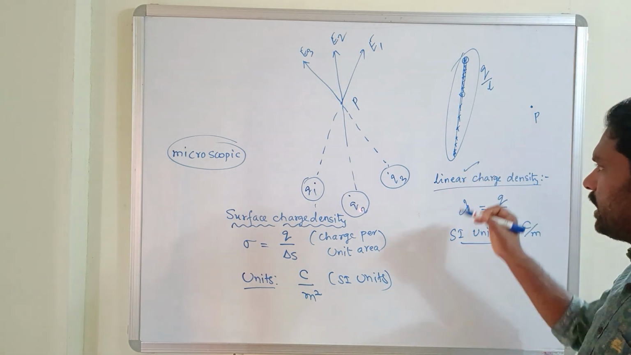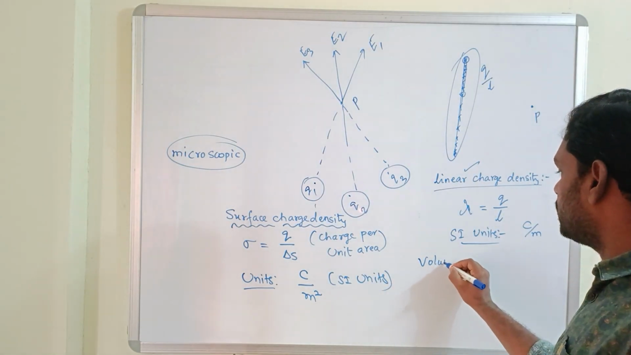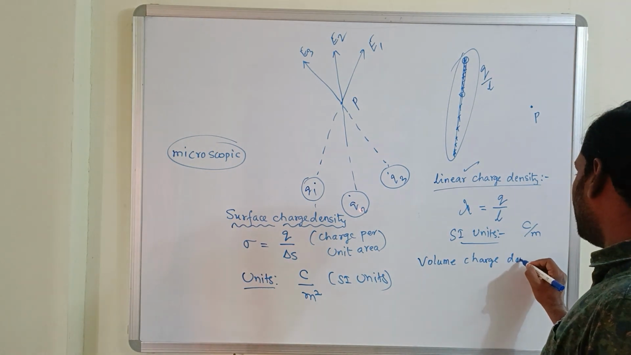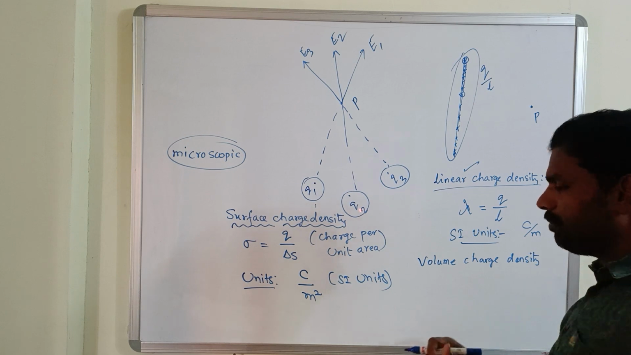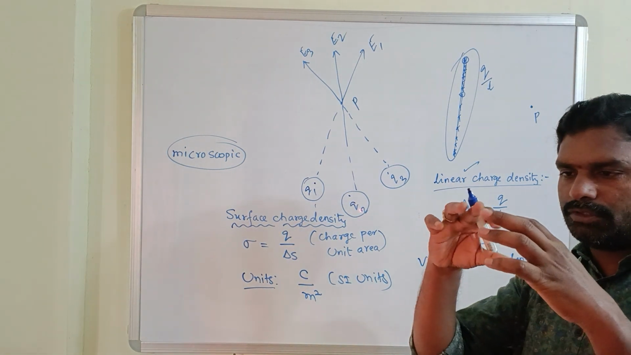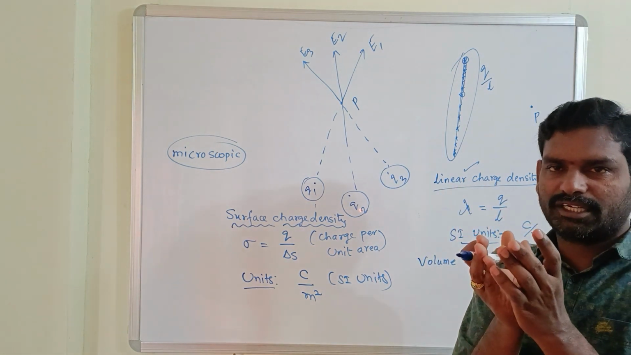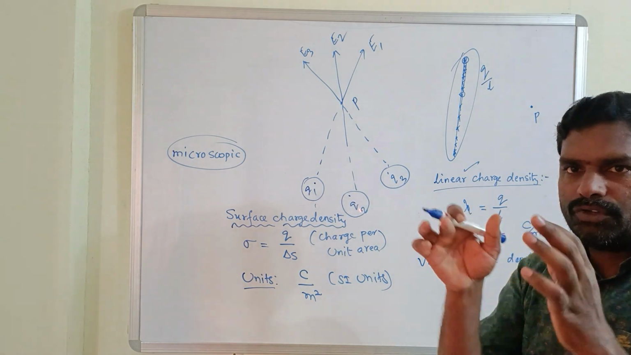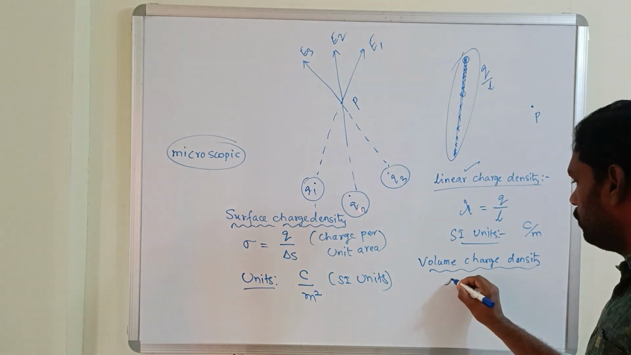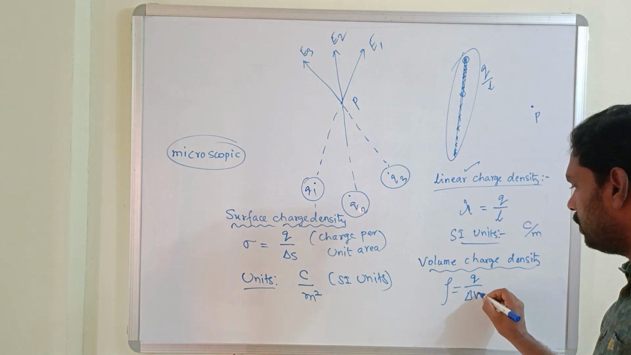This is what we call linear charge density. And we also have volume charge density. If we have a three-dimensional shape, like a sphere, the charge is distributed throughout the volume of the sphere. This total sphere has some net charge. That net charge per unit volume gives us volume charge density rho. Volume charge density rho is equal to net charge per unit volume.